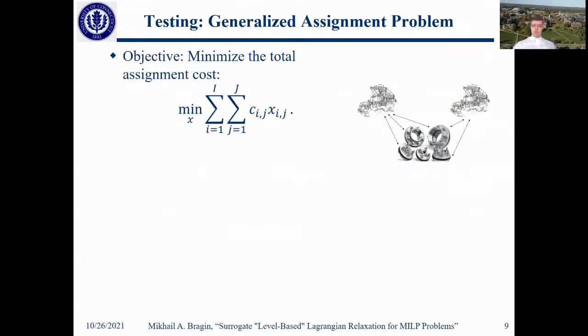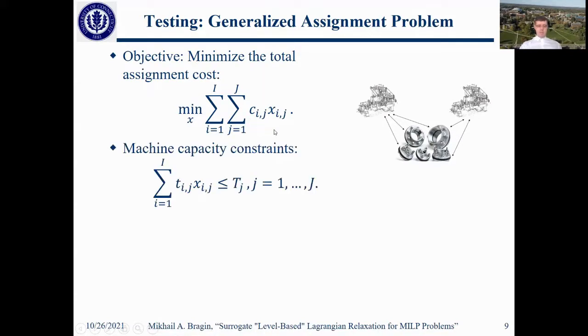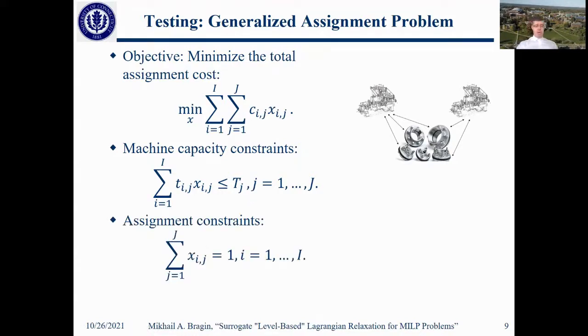For testing, I have chosen the generalized assignment problem. The problem is to assign a set of parts or jobs to a set of machines, and to minimize the total assignment cost. The problem is subject to machine capacity constraints, which say that the total time of assigned jobs on a given machine should not exceed the total available time on a given machine. Assignment constraints require that a job is assigned to only one machine.